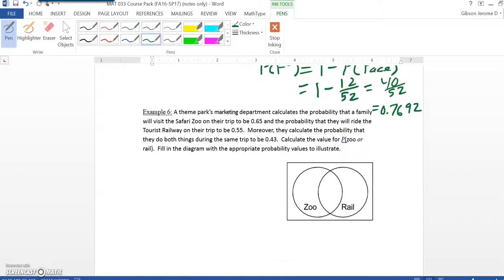Okay, now we come down here to example 6. It says a theme park's marketing department calculates the probability that a family will visit the Safari Zoo on their trip to be 0.65, and the probability that they will ride the tourist railway on their trip to be 0.55. Moreover, they calculate the probability that they do both things during the same trip to be 0.43. Calculate the value for P of zoo or REL, and fill in a diagram with the appropriate probability values to illustrate.